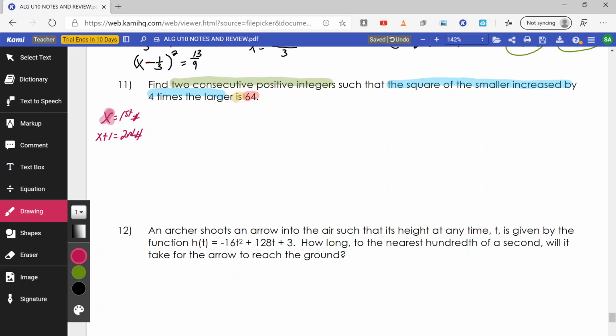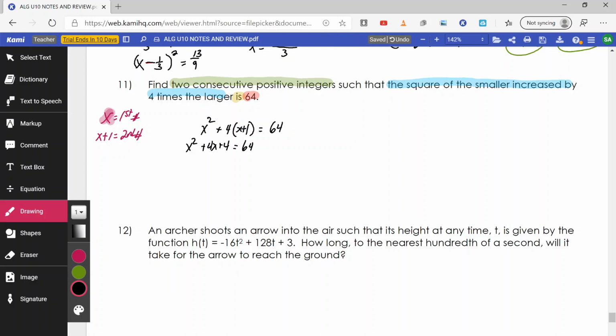So it says the square of the smaller, so the smaller number is x, so we have x squared, increased by, so increased means we're adding, 4 times the larger. So this means I have to do 4 times x plus 1 equals 64. So here we'll use distribution. So we have x squared plus 4x plus 4 is 64.